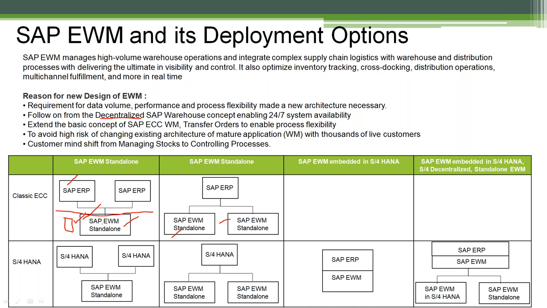So if my plant is based out of the US and I have a warehouse in Netherlands, I cannot share the same server, because if they are using the same server, for MM or the other modules we can still use it, but in case of warehouse management, the response will be very slow. So that's why we used to have a separate instance. We still have it in S4HANA. If we are using on-premise, we still use decentralized EWM.